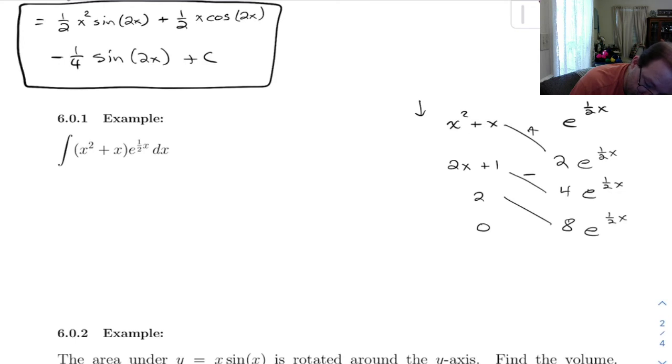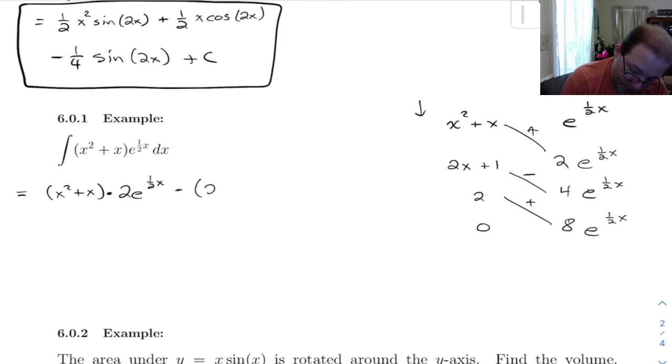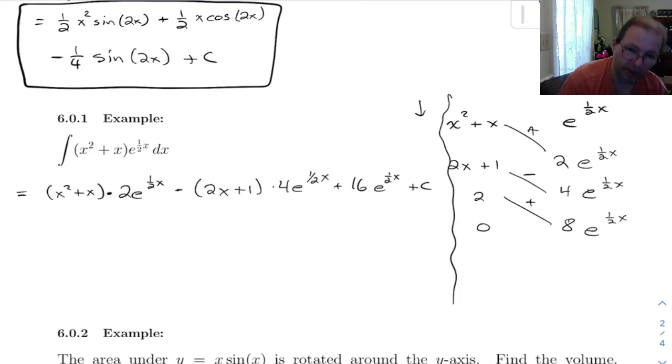Plus, minus, plus, and we'll just read it off of here. We get x squared plus x times 2 e to the half x, minus 2x plus 1 times 4e to the half x, and then plus 16 e to the half x plus c. Squiggly barrier there. And let's see, can we do anything with this?